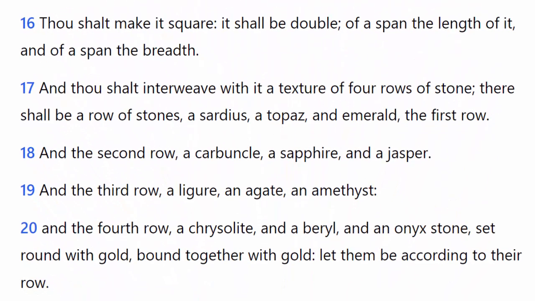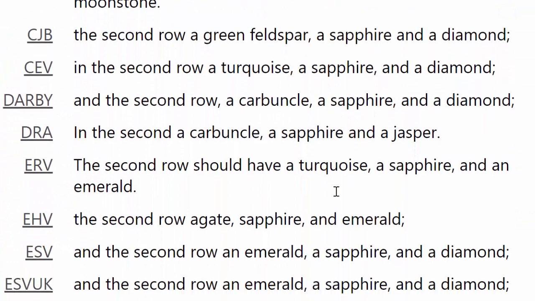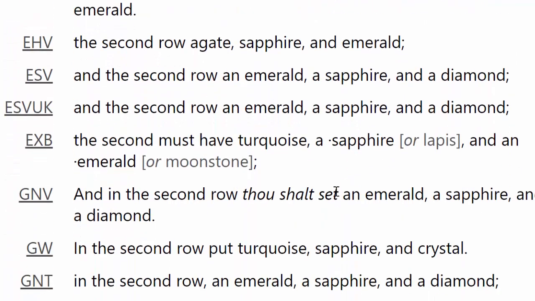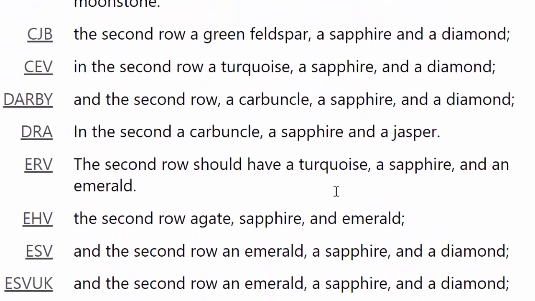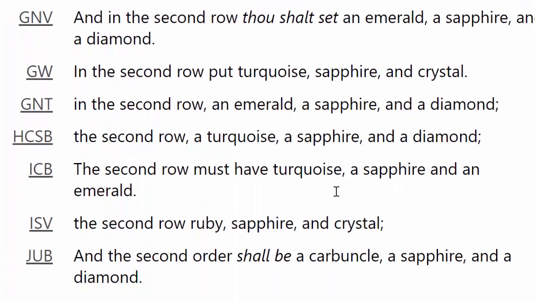It says they are the sardis, topaz, and emerald in the first row; carbuncle, sapphire, and jasper in the second row; ligure, agate, and amethyst in the third row; chrysolite, beryl, and onyx in the fourth row. And notice there's not a diamond in here. However, we see in the other English translations, diamond is used a lot. We do see emerald there and even a moonstone in some of the translations. So I believe we could be sure it wasn't a diamond.